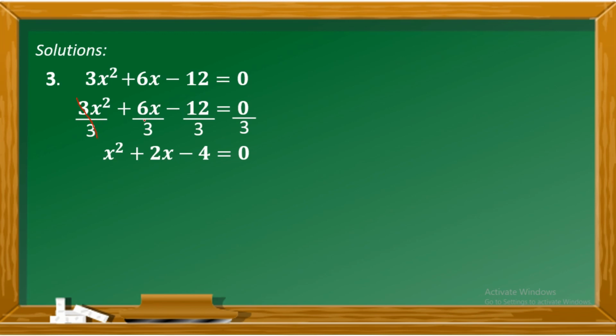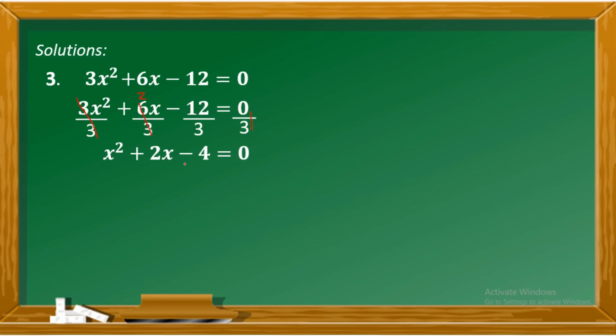And then, 6x divided by 3, ang sagot ay 2x. Kasi ito, magiging 2 na lang ito. Diba? Yung 6 saka 3. 6 divided by 3, ito, 2. And then x. So, meron pang 2 matitira dito. And then, negative 12 divided by 3 is negative 4. Right side, 0 over 3 is 0. Alright? Next.